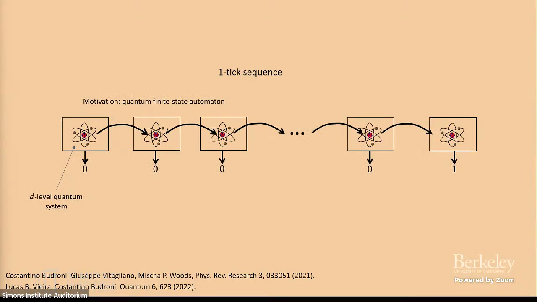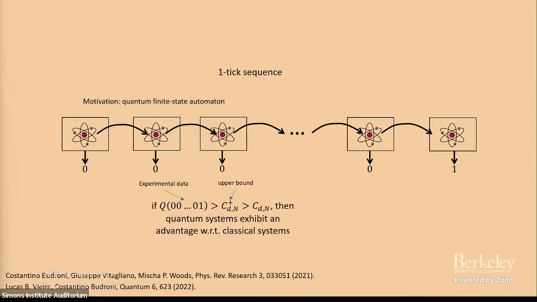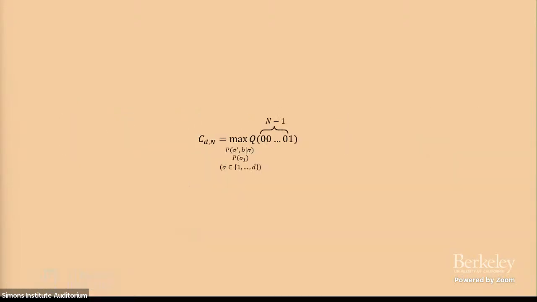The same way that I define a classical automaton, you can define a quantum automaton, where, and this is only for the physicists, the internal state of the system is represented by a D-level quantum system. If you go to the lab and build this automaton, and then observe that the probability of getting the one-tick sequence is greater than any upper bound that you could find on the classical value, then you can claim that you got a quantum advantage, which is essentially what my field is about. My field is about proving quantum advantages. And for that, of course, you need an upper bound.